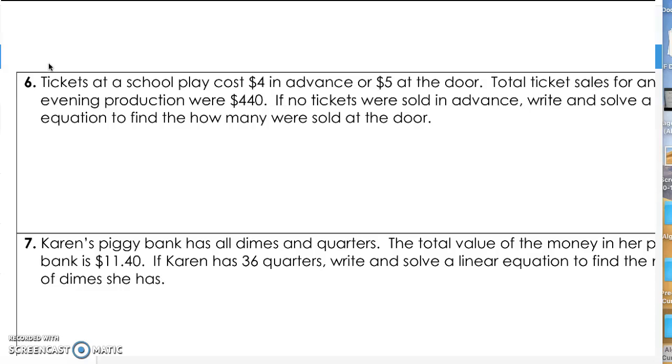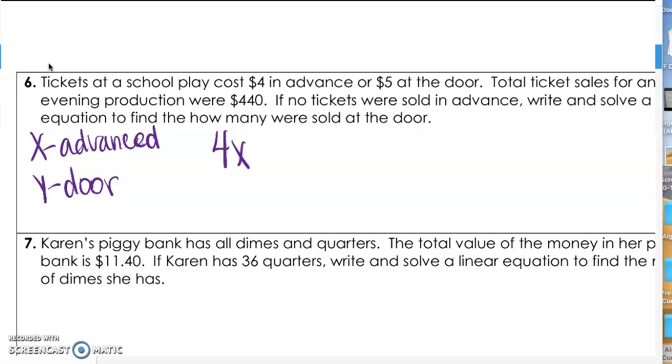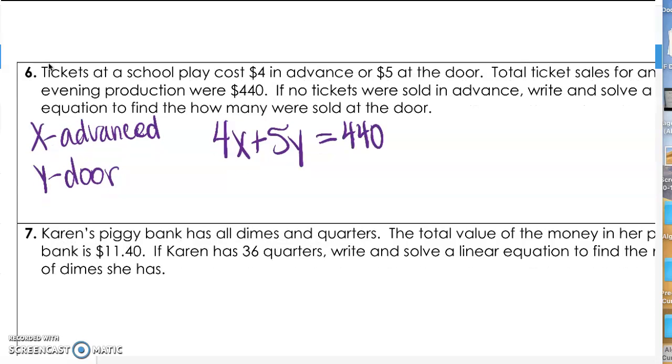All right. Here we're talking about tickets at a school play. You can buy them advanced or at the door. So I'm going to say x is advance and y is at the door. So again, not something you have to do. Some people would choose to use different variables. You could use a for advanced and d for door if you want. You don't have to use x and y. So we would do 4x plus 5y, again, whatever variables you want, would be equal to 440.